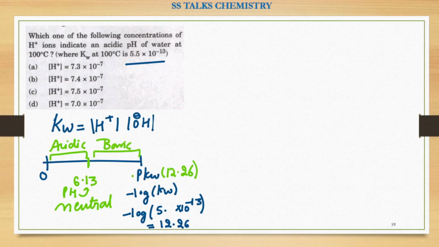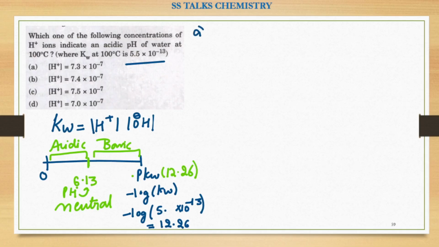Here also, the neutral point is now 6.3 instead of 7. Below this it is going to be acidic, and above this pH it is going to be the basic solution. Now from the given H positive values we can find out the pH values, and from that you can get an idea whether your solution is acidic or basic.